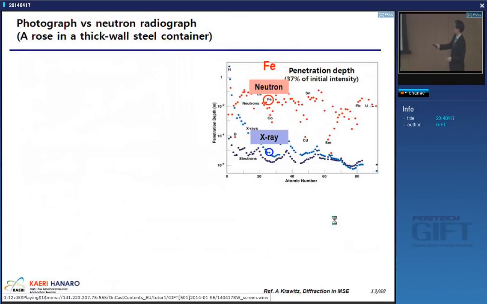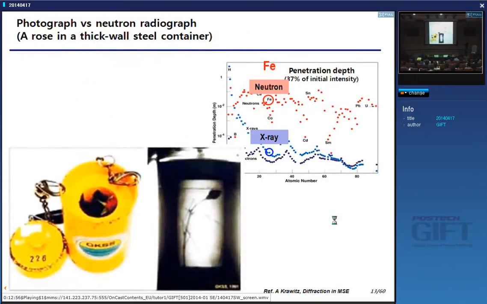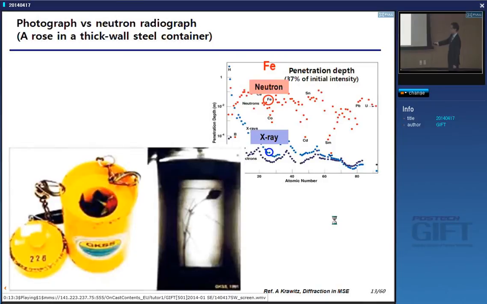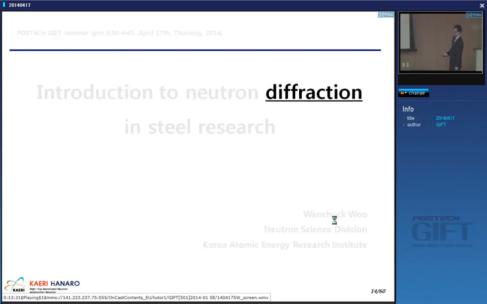How about iron? Iron is the opposite when you compare it to hydrogen. Here is a very interesting picture. This is steel, and inside there is a lubricant, a flower. Neutrons can penetrate the steel but cannot penetrate hydrogen. So neutrons penetrate the steel and cannot penetrate the lubricant, which is why you can see the lubricant inside the thick steel capsule. That is a very interesting picture. So neutrons have very different characteristics compared to X-ray diffraction.